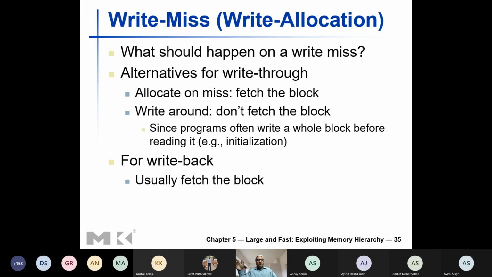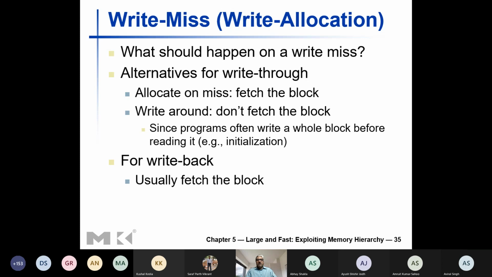But again, there is a problem here. When you're writing into that location, you have to maintain the consistency, coherence between the main memory and the cache. So therefore, you have to also write into the main memory. Whereas a write miss means you want to write something into the cache, but that location, that block, is not available in the cache.